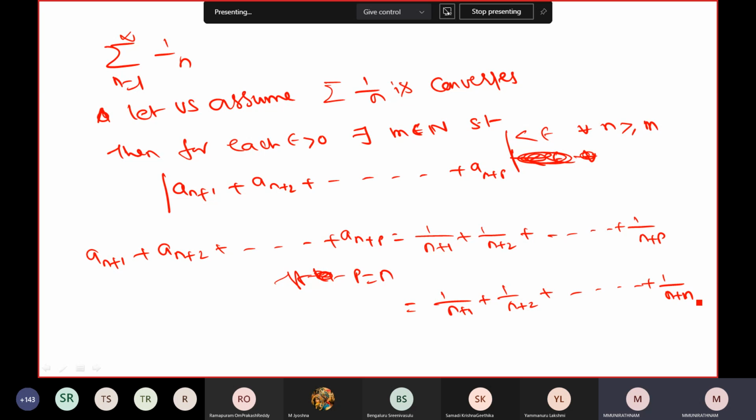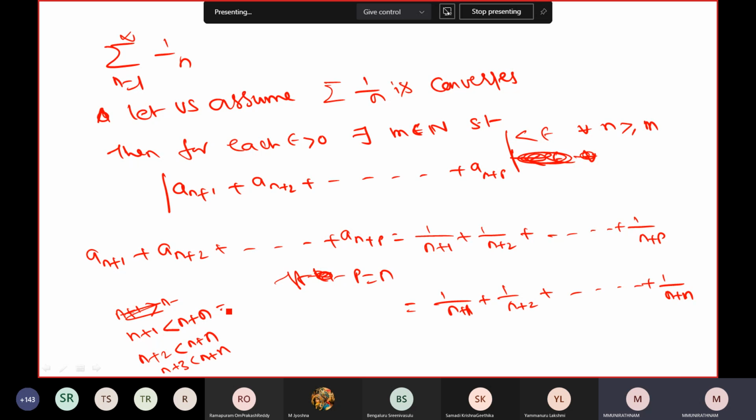1 by n plus 1, plus 1 by n plus 2, plus 1 by n plus 3, and so on up to 1 by n plus n. As you know, n plus 1 is less than n plus n, since n is higher than 1. Similarly, n plus 2 is less than n plus n, and n plus 3 is less than n plus n.